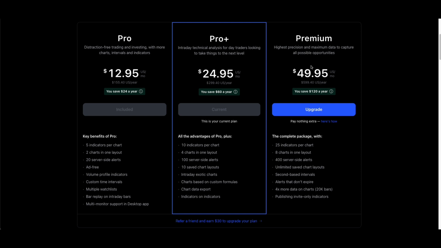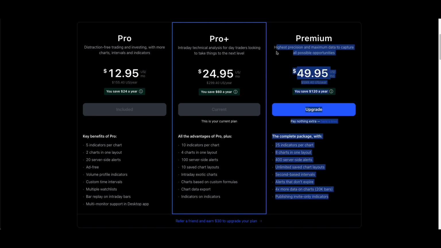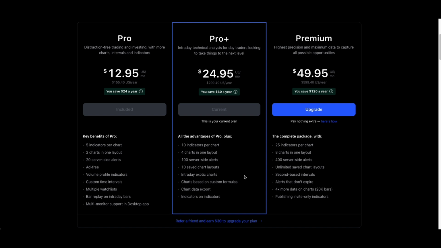I don't think anyone needs premium other than if you're a super professional and you're doing institution grade trading where you need multiple screens, etc. But I think Pro Plus is amazing, but to start off I would use the Pro subscription.